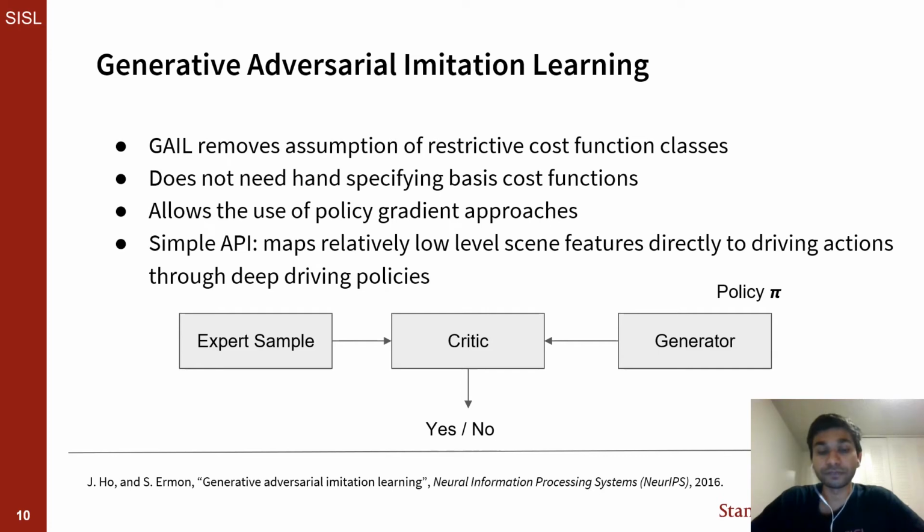And the core idea of GAIL here is shown in this picture, where we have the generator, which is the policy which generates state action tuples, and we also have demonstrations from the expert sample. Both these things are fed to a critic, which is basically a binary classifier that tries to distinguish the real samples from the fake or synthetic samples generated by our policy. And the critic then outputs a binary classification decision, yes or no, which is then fed back to the policy gradient approach to iteratively improve the policy further.